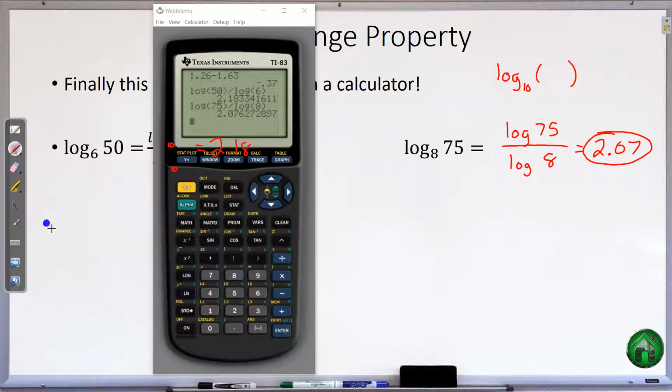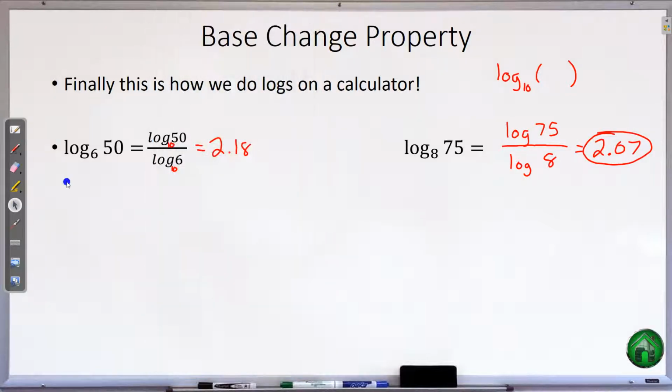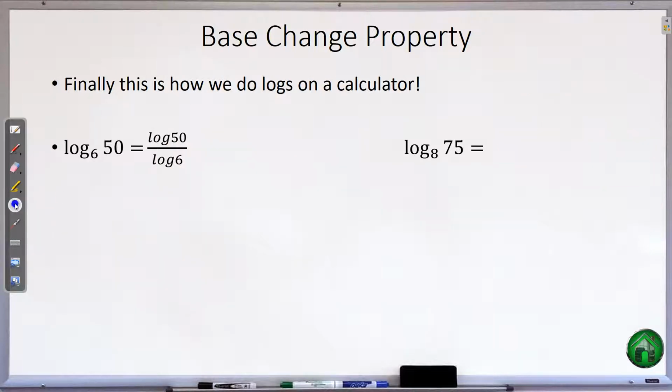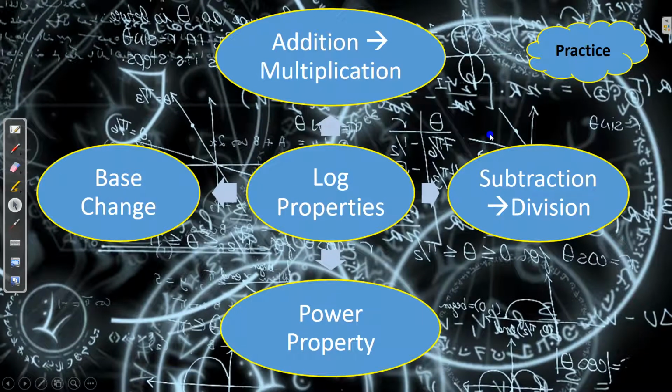All right, that is our last property we've got. We've done all 4 of them. So let's take a quick recap of everything we've got. The 4 properties: what you have to remember is that addition and multiplication go together. Subtraction and division go together. If you have an exponent, you can bring it down to the front. And if you want to type something into the calculator, it takes a division problem. You do the log of the number you want on top divided by the log of the old base. And that lets you do everything on the calculator that you need to.